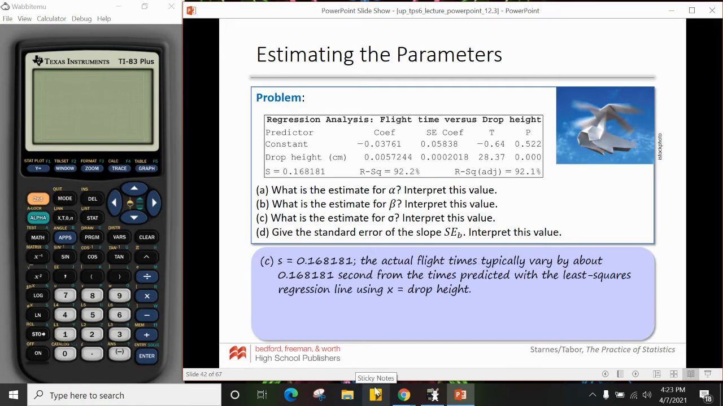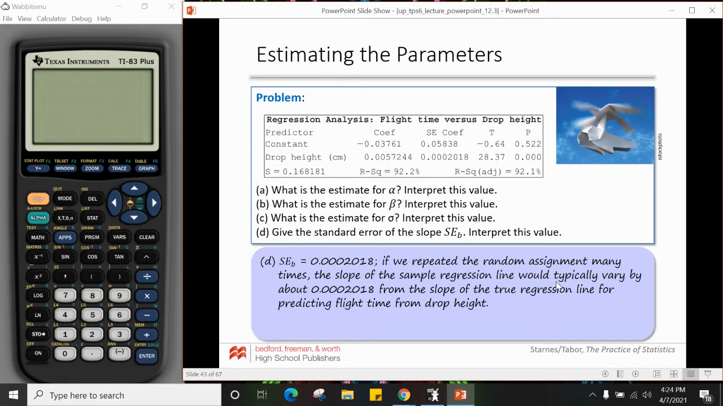We use S to estimate sigma. So our S here is actually given to us here, boom. And it's the actual flight time typically varies about blank seconds from the time predicted with the least squares regression line using x equals drop height. So it's about how far it typically varies.